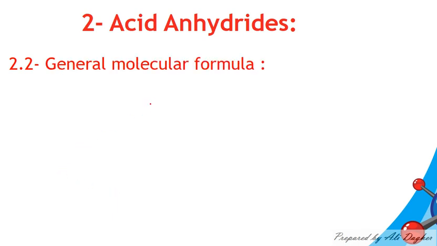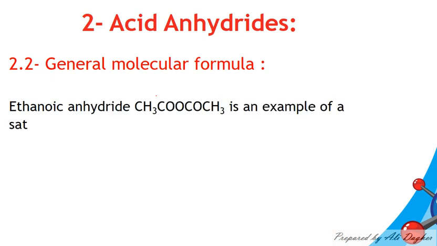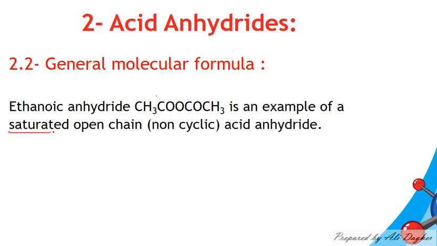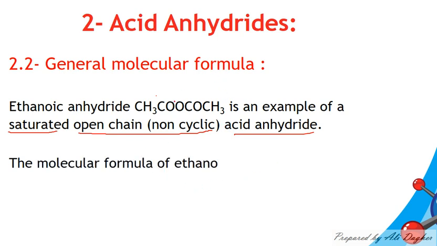General molecular formula: ethanoic anhydride, CH3COOCOCH3, is an example of a saturated open chain, or non-cyclic, acid anhydride. The molecular formula of ethanoic anhydride: we have 1, 2, 3, 4 carbon, C4, and 6 hydrogen, H6, and 3 oxygen, O3. C4H6O3 is its molecular formula.